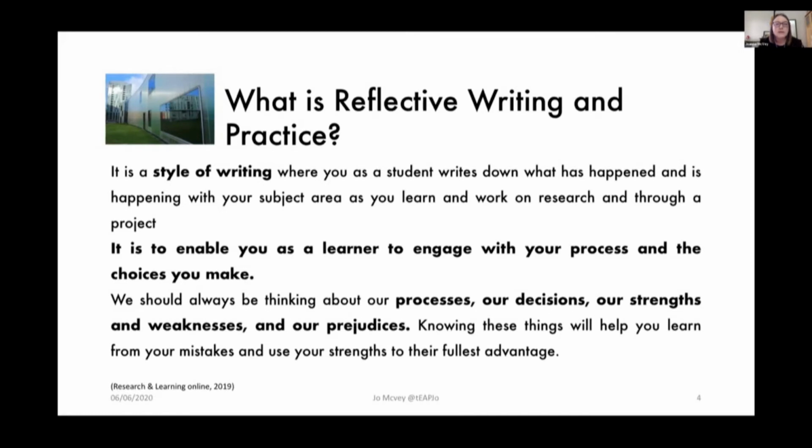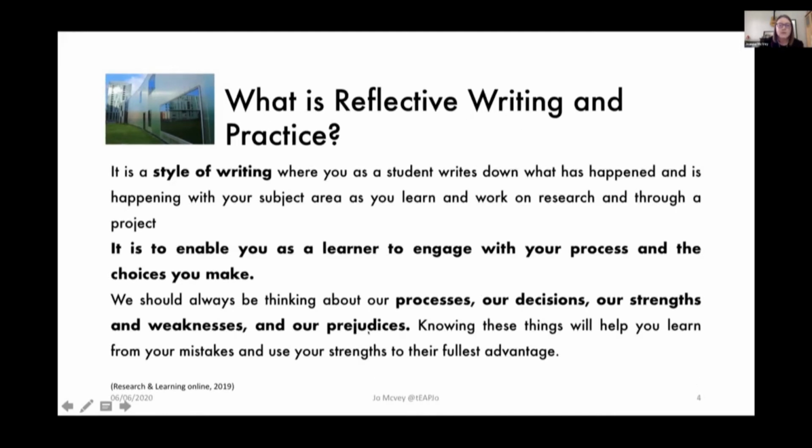As I said, it's thinking about the processes and your decisions. Often you're thinking about, what did I do badly? I've read many reflective statements or reflective blogs where people are saying, oh, this was wrong and that was wrong. But it's not just about that. It's about your strengths as well. What were you good at? What went well for you? What was successful?